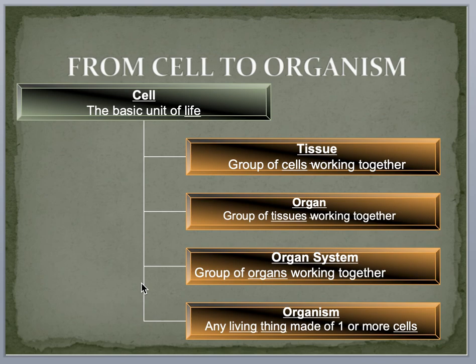So finally, as we said, the cell is the basic unit of life, and a combination of cells makes a tissue, a combination of tissues makes an organ, a combination of organs makes an organ system, and a combination of organ systems makes an organism.